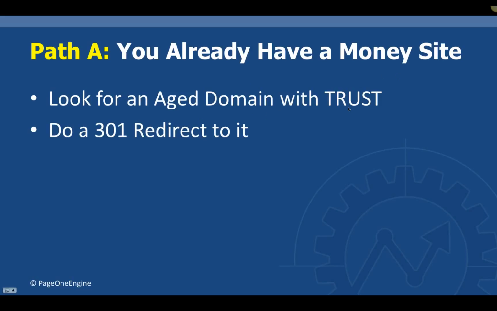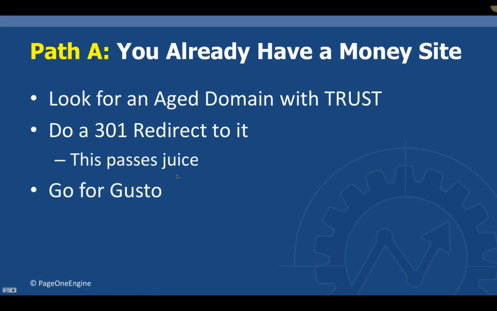So if you already have a money site, you look for an aged domain with trust, and then you do a 301 redirect, and that passes the juice. And if you want, you could actually do three of those. I would not do any more than three of those. There is probably a little bit of controversy, since Panda and Penguin came out, about whether that still even works. I believe it does in the reverse engineering that I do on sites, and I see a lot of that still going on. That's still very powerful.